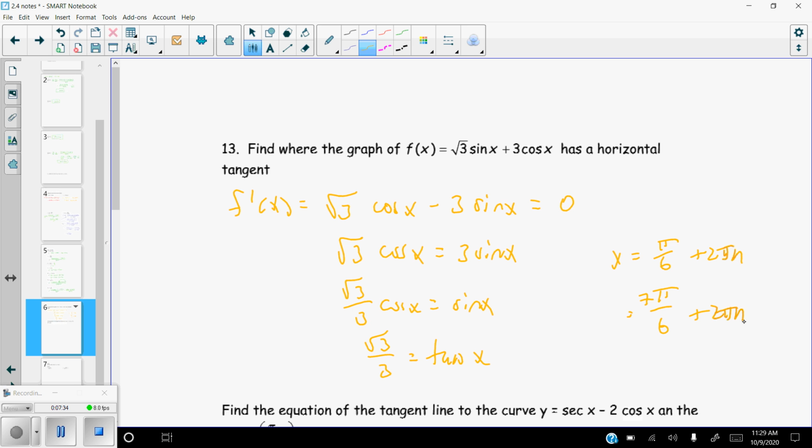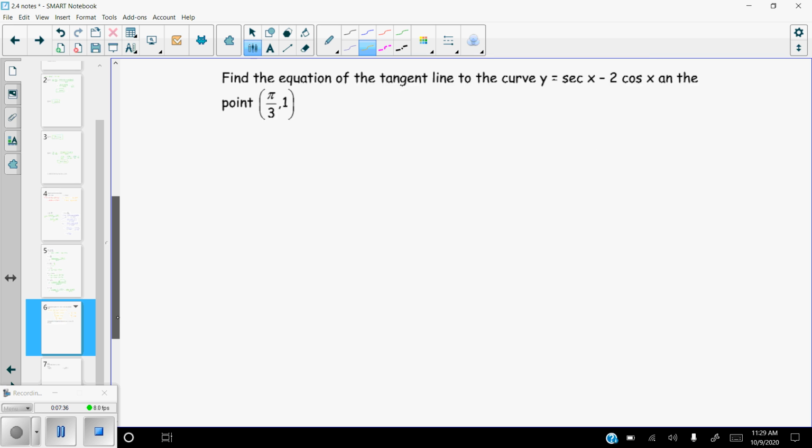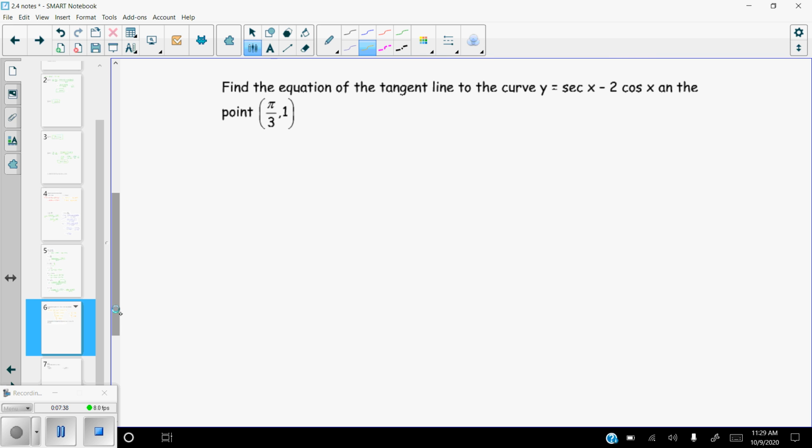All right. Last problem before we get into the proof. Find the equation of the tangent line to the curve y equals secant x minus 2 cosine x. Should say at the point pi thirds, 1. To find the equation of a tangent line, we need 3 things. We need the slope, we need the x, and we need the y. Well, they gave us the x and the y. We just need to find the slope, so we need a derivative.